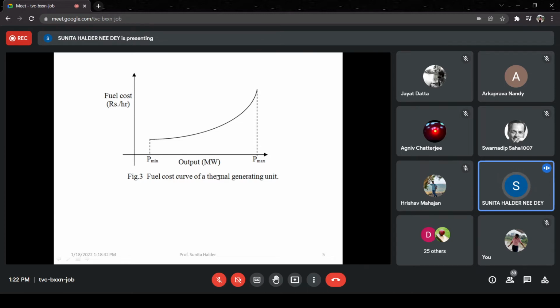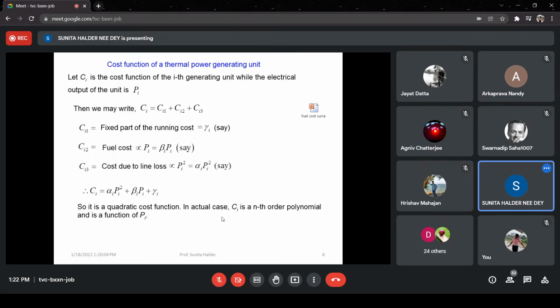So it is not a straight line but a parabola. Actually, it is more complex. It is actually an nth order polynomial. Here we can represent it as a parabola as per our mathematical approximation. Now you see, if Ci is the cost function of the ith generating unit with electrical output Pi, right? So the ith generating unit has the output power Pi. Then we can write that the total cost has three parts: Ci1, Ci2, Ci3.